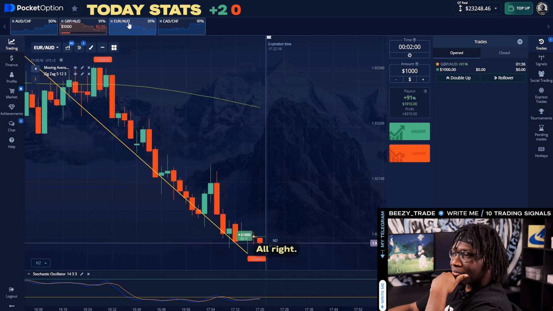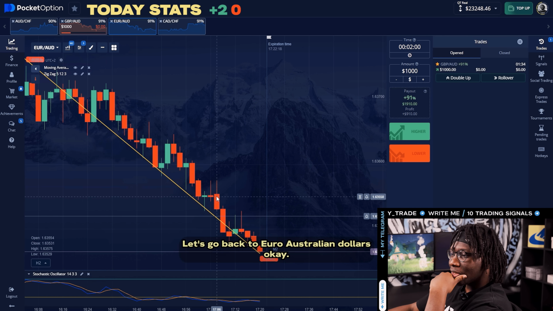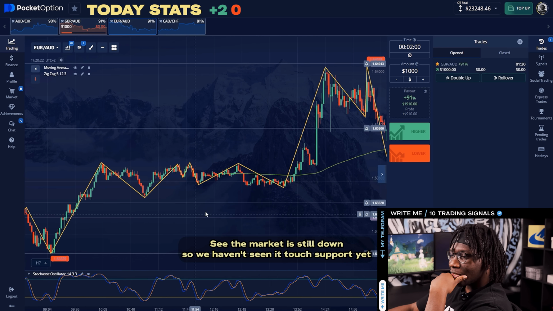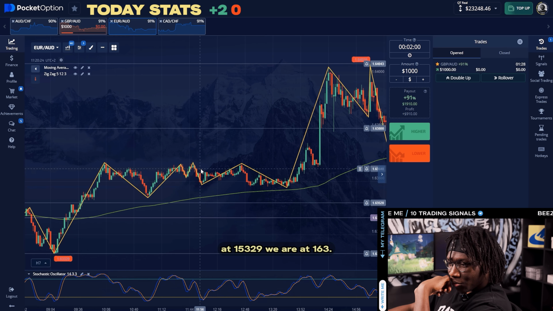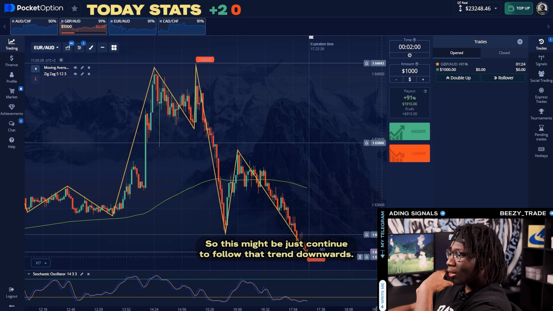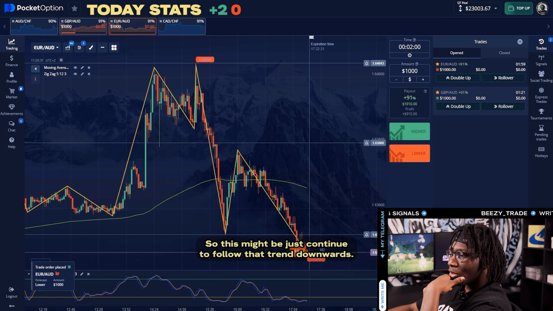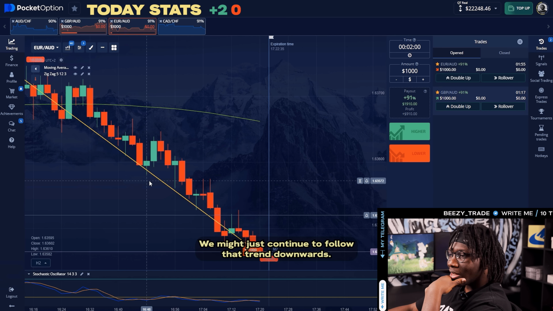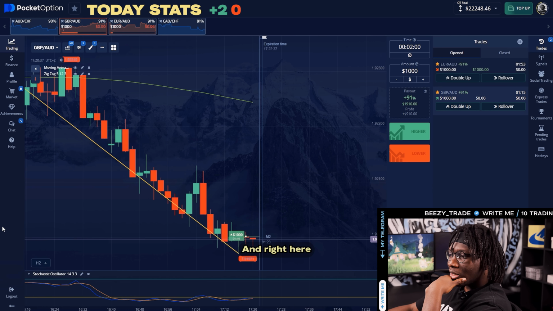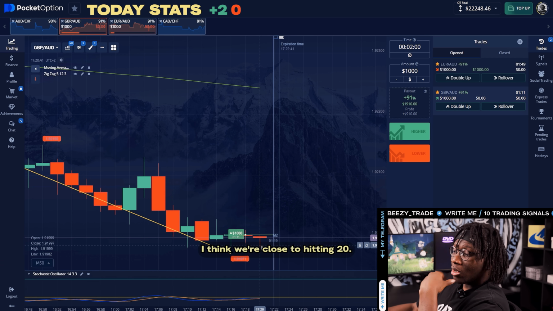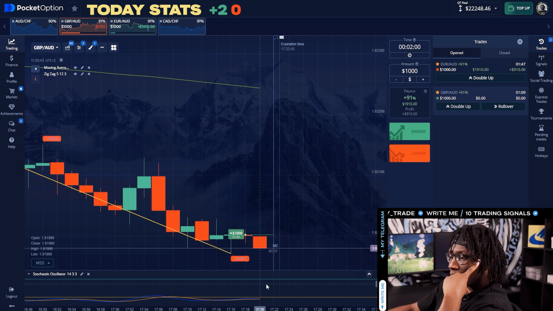All right. Let's go back to Euro Australian dollar, and we can see the market is still downward. So we haven't seen it touch support yet at 15329. We are at 163. So this might just continue to follow that trend downwards. And right here, we're still about a minute out. I think we're close to hitting 20.